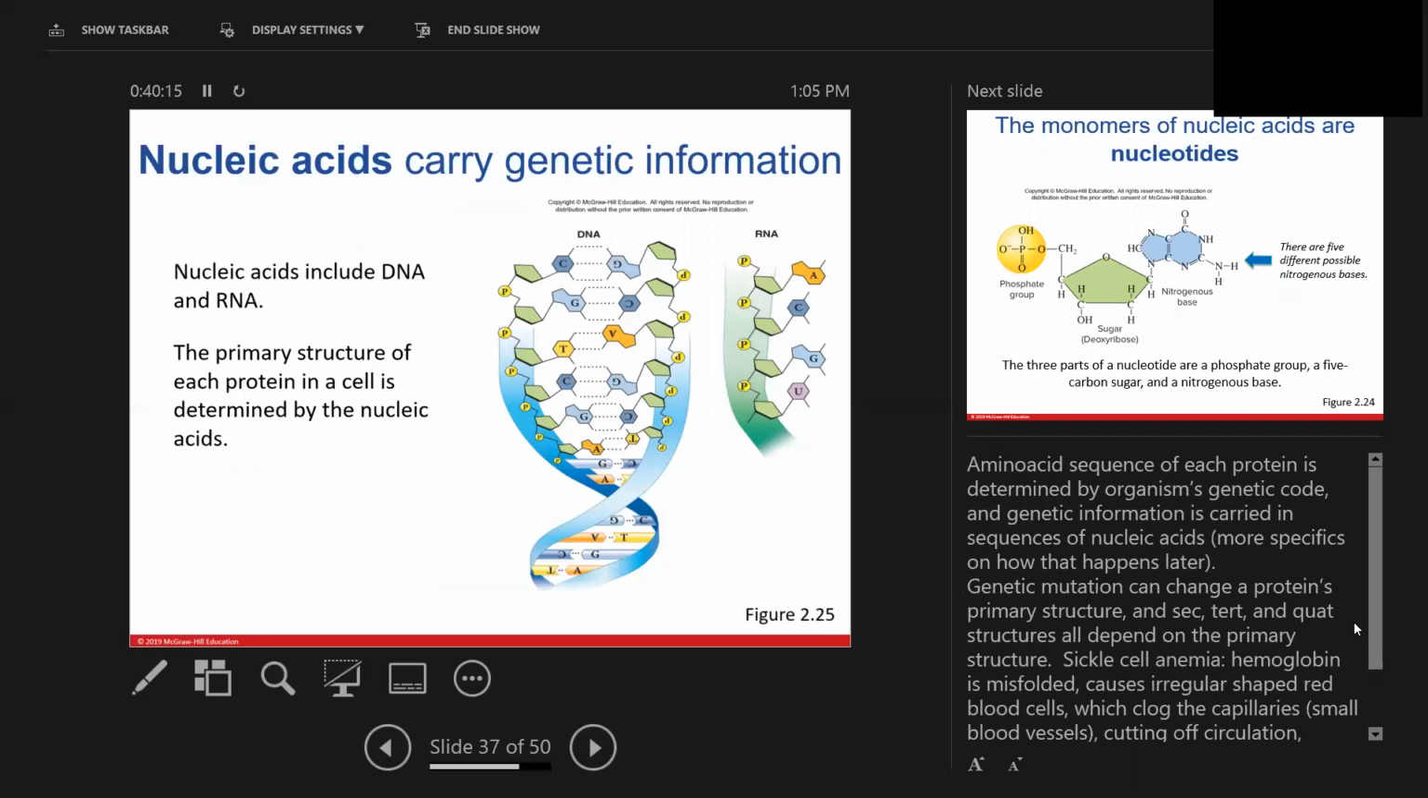Finally, not quite finally, we're getting to our second to last one, nucleic acids, which carry genetic information. DNA in humans, at least, is considered almost like the blueprints of our body. It can be changed over time as we continue to exist, but for the most part, it's pretty much set from birth. Nucleic acids include things like DNA and RNA, and the primary structure of each protein in a cell is determined by the nucleic acids. Basically, the nucleic acids tell the mechanisms how to create proteins, how to build them the proper way. And again, we'll get more into the weeds on that another time.